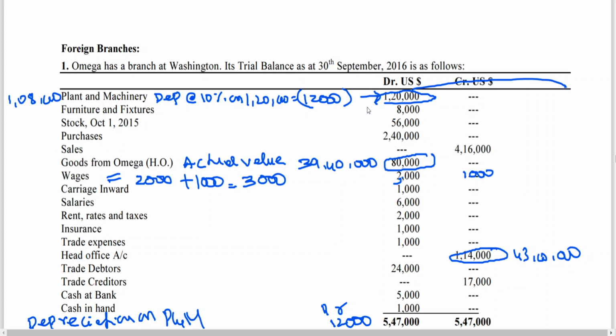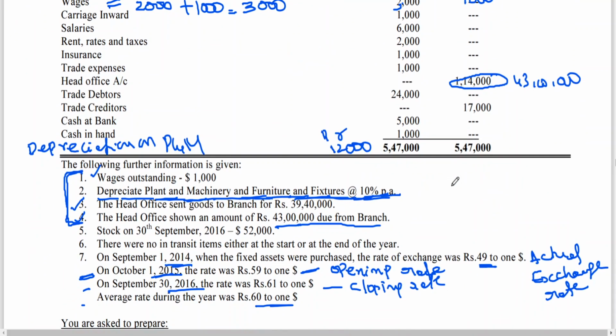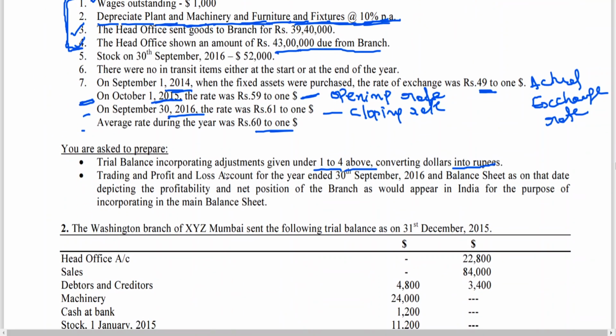Only what I am doing is, my dear friends, if incorporation in the trial balance is not given, simple, you convert $1,20,000 into 49 rupees. That will become opening book value. On that you calculate 10% depreciation. That also you can do. But since he is insisting that we do that in the trial balance, I am doing it. Please remember, if this line is not given, incorporating adjustment is missing.